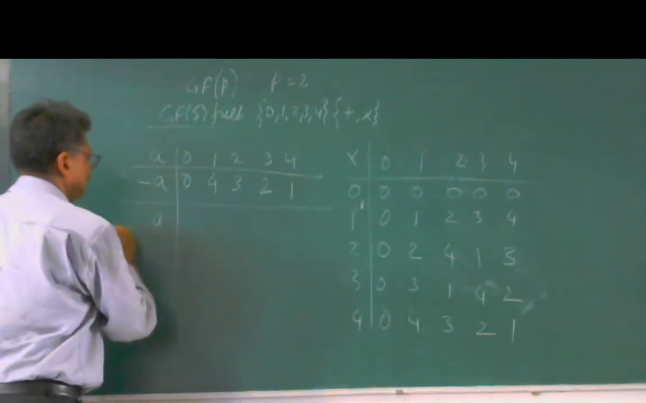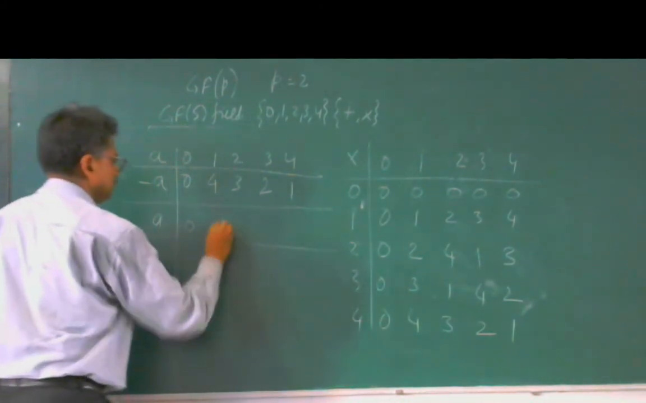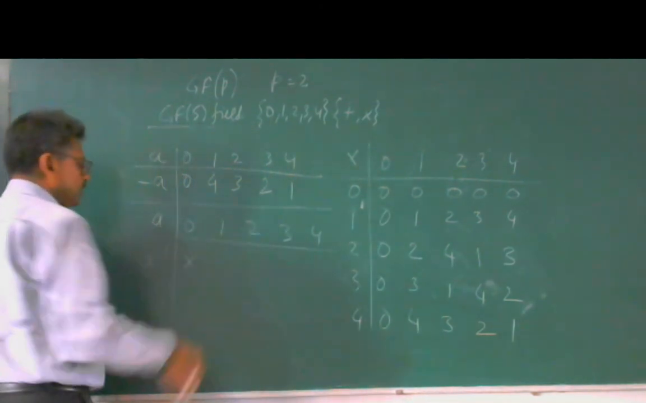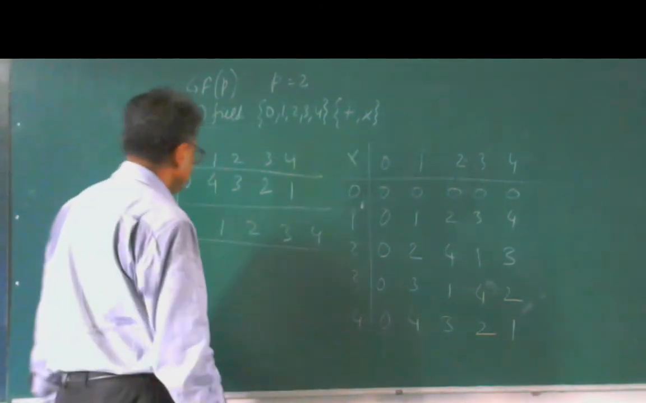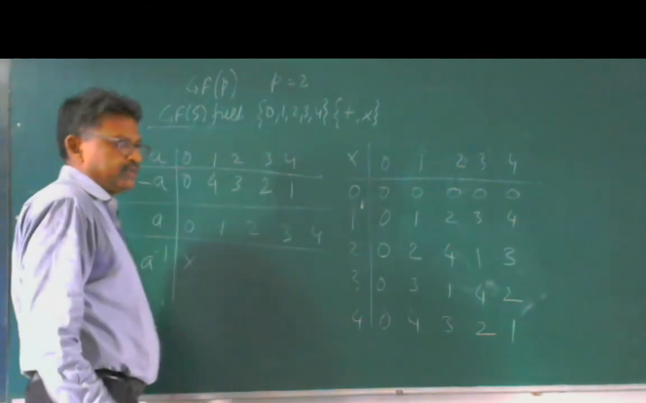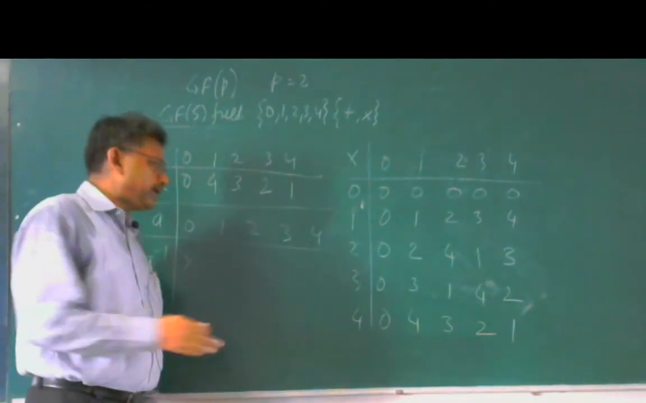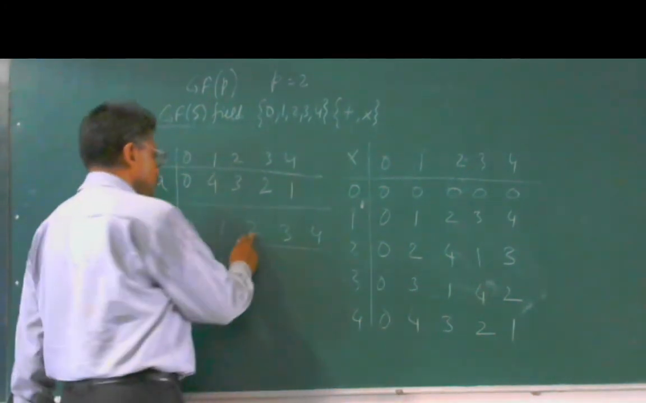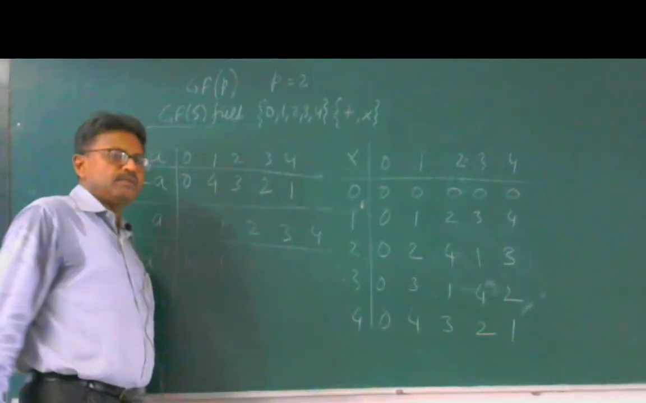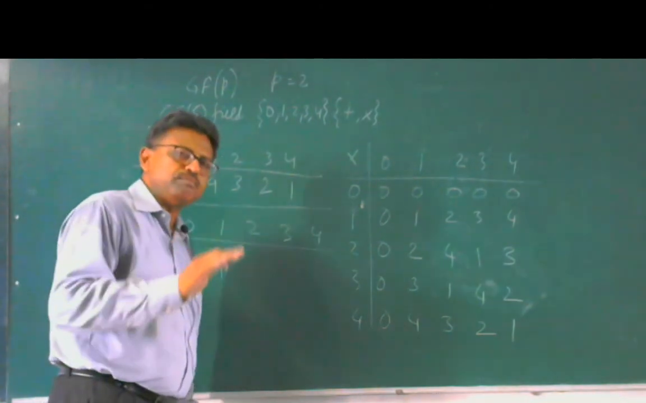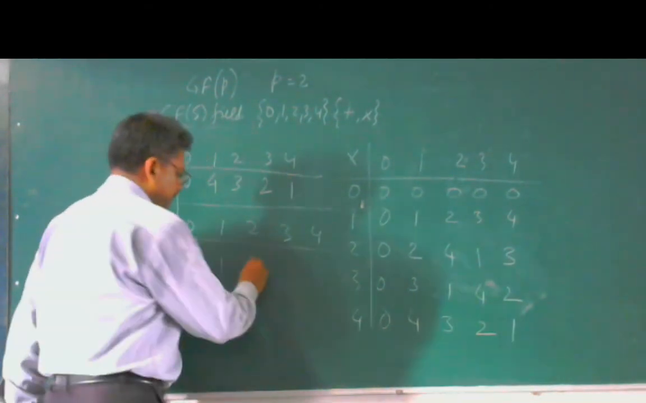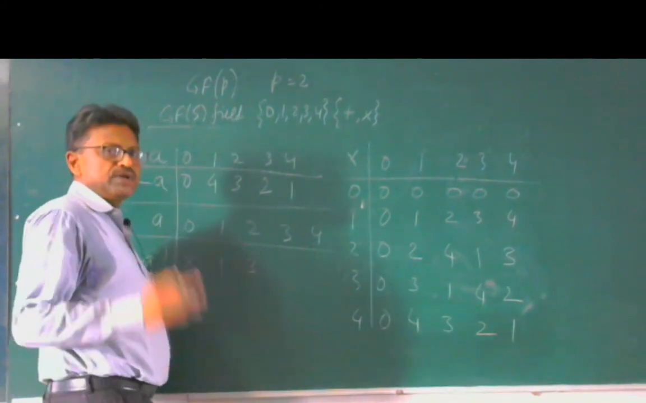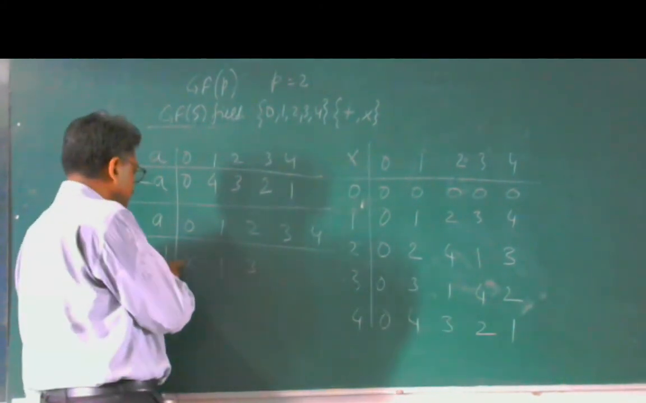Let us check the multiplicative inverse. A inverse. 0 will not have any multiplicative inverse. 1 will have its multiplicative inverse. What element is multiplied with 1 so that you will get the result 1? That will be 1. For 2, what number should be multiplied by 2 so that when you take mod 5, the result will be 1? It should be 3, because 3 into 2 is 6, and 6 mod 5 is equal to 1. 1 is the identity element of the multiplication.